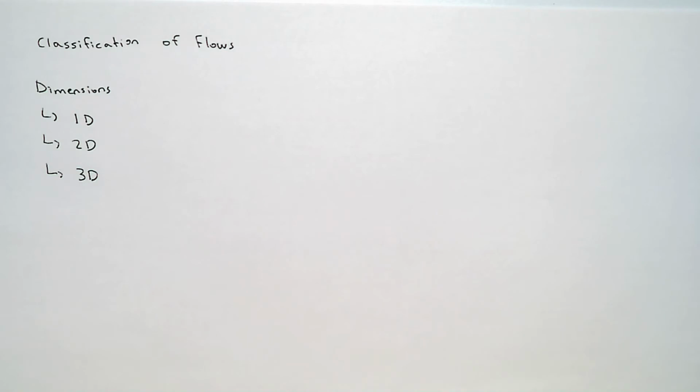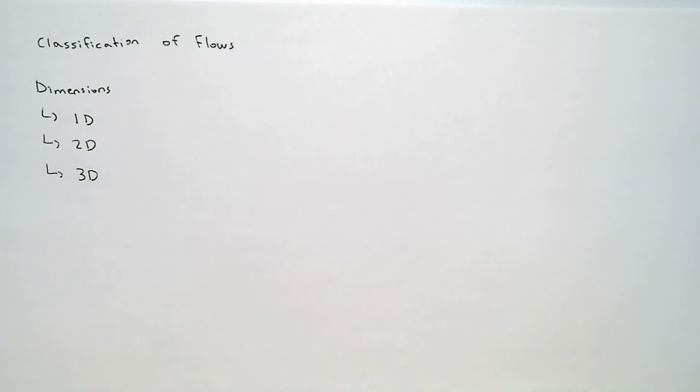And that's why being an engineer is not just plugging and chugging numbers, right? It's making decisions as to what's the best way for you to make your calculations, what's the best way for you to analyze a system, and what's the best way for you to design a system. That's how we classify flows based on their dimensions.